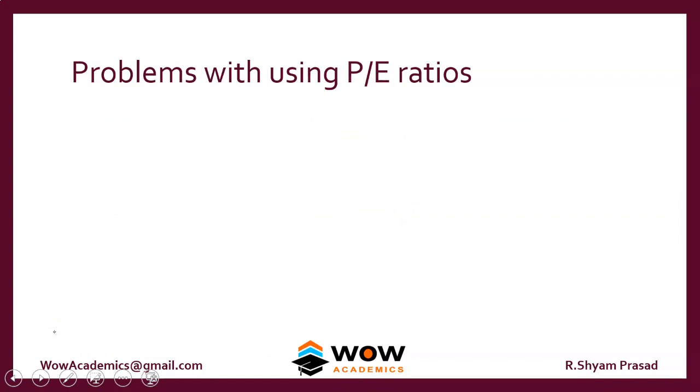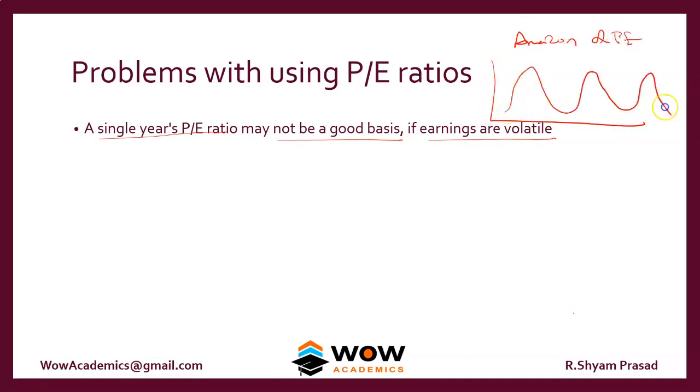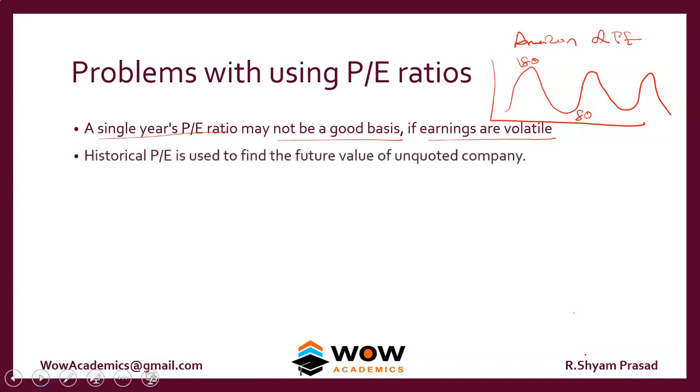There are many problems with using a PE ratio to value an unquoted company. A single year's PE ratio may not be a good basis if earnings are volatile. If the value of Amazon and its PE are going to fluctuate, then we can't use Amazon's PE. For example, if Amazon's PE is 180 at one point of time and 80 at another, which PE will you take? That becomes a problem. Historical PE is used to find out the future value of an unquoted company. So we try to find out the historical PE, what the PE was earlier, and we try to value the future value of a company. So we use past data to value the future. That in itself is wrong.